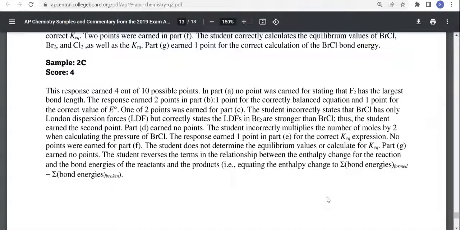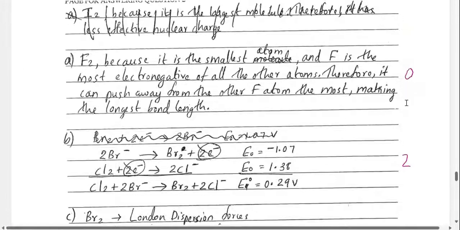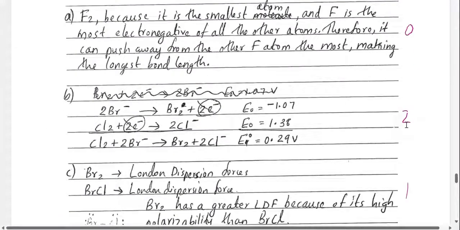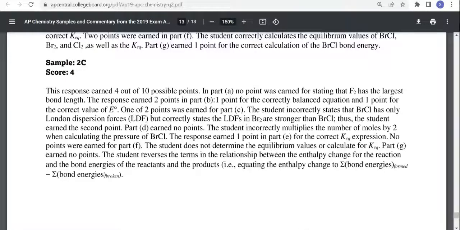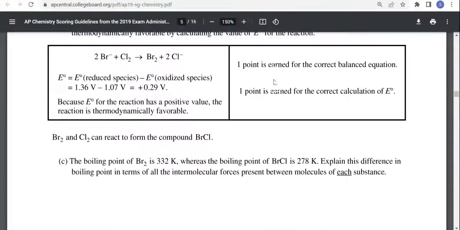So in part A, no point was earned for stating that F2 has the largest bond length. Right. That one's pretty clearly not the correct answer. The response earned 2 points in part B, 1 for the correct balanced equation, and 1 point for the correct value of E0. Okay, that's what I scored it. Remember, you didn't need to put this sentence, even though I think it would be good to include, and a lot of the other responses did. If you check the answer key, it does not require it. Even though they write it here, they don't write it over here where they're saying what's required for credit.